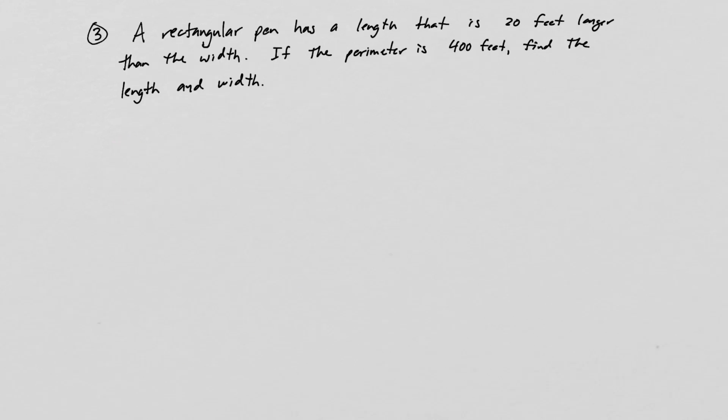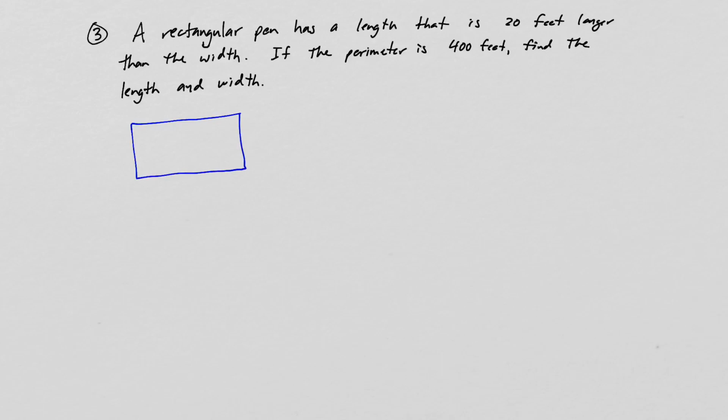In our next example, we have a geometry problem. It says that a rectangular pin has a length that is 20 feet longer than the width. If the perimeter is 400 feet, find the length and width. So in a problem like this, what we can often do is draw a picture to help us visualize the situation.